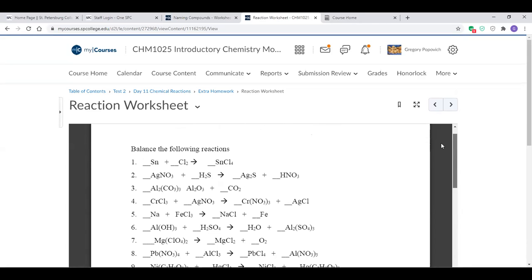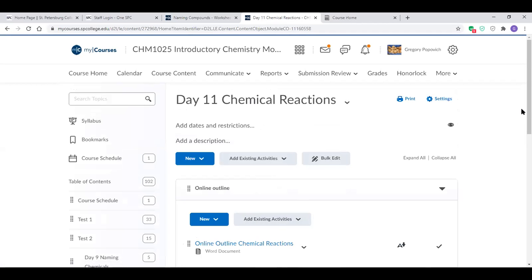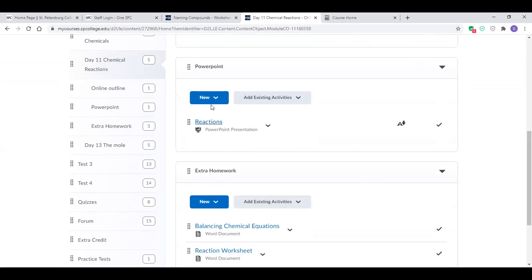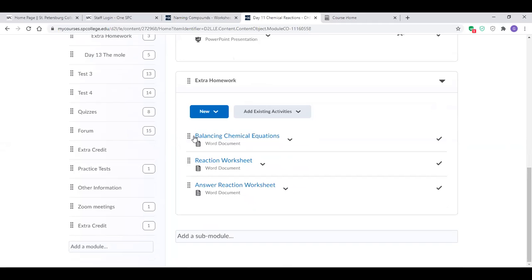Does it have the answer sheet with it, or do you want us to turn it in? No, you don't have to turn it in. I'm telling you, this is there. Now, is there an answer sheet for us to check our work though? Yes. Trust me on this, right below it. Answer reaction worksheet. Okay, Mila? Yes, I see that. Thank you.